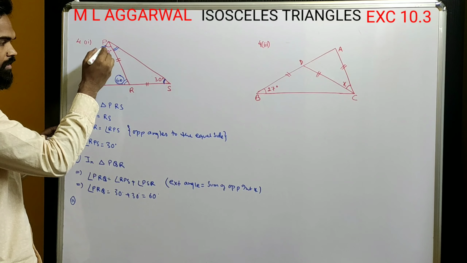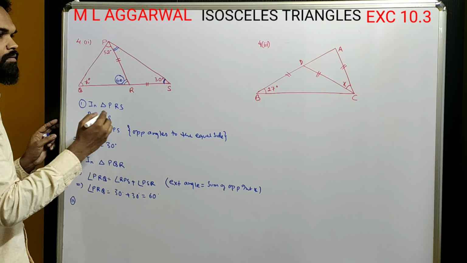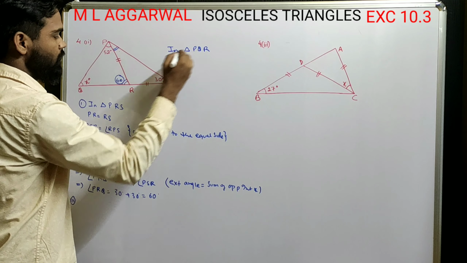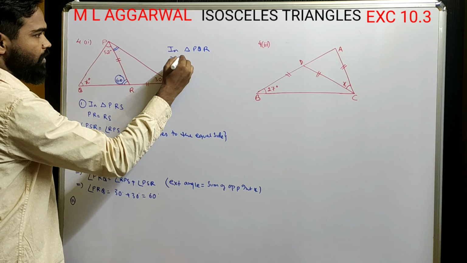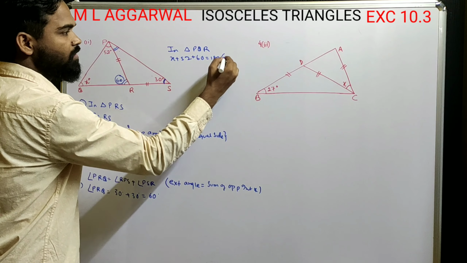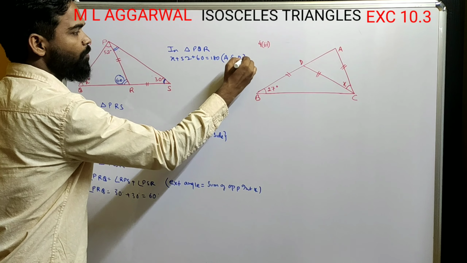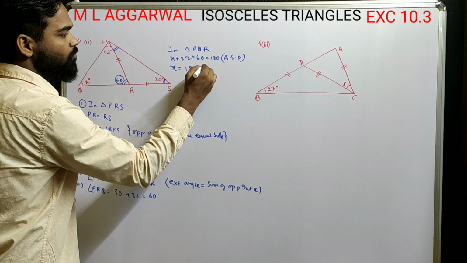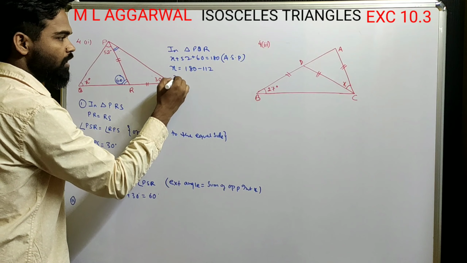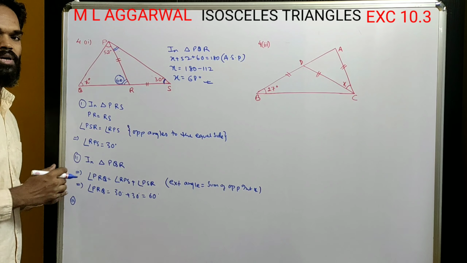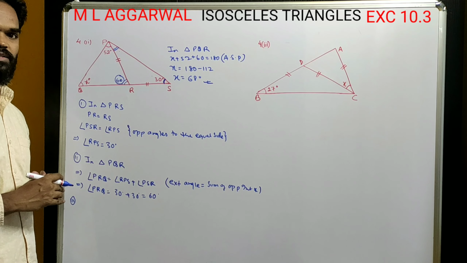Now look at triangle PQR. In triangle PQR, x plus 52 plus 60 will be equal to 180. Why? Angle sum property, which means x will be equal to 180 minus 112. So x will be equal to 68 degrees. Done. And that's my answer.